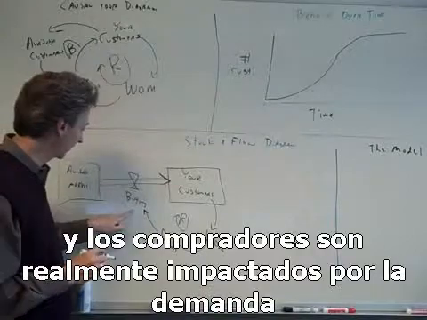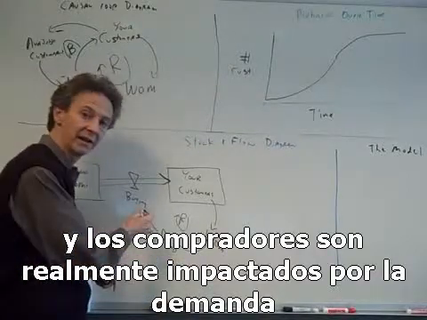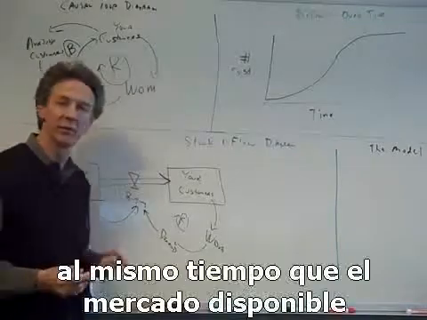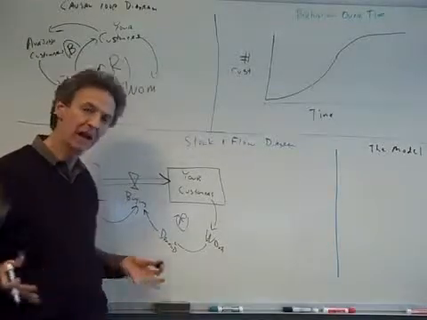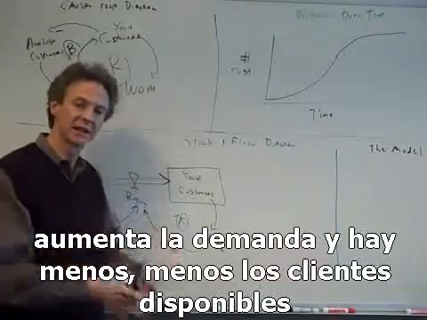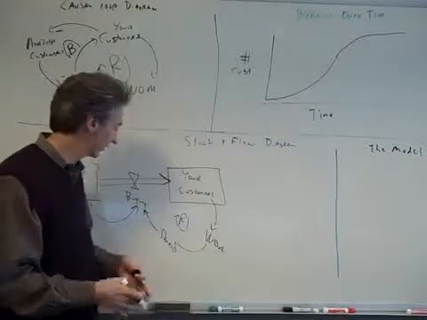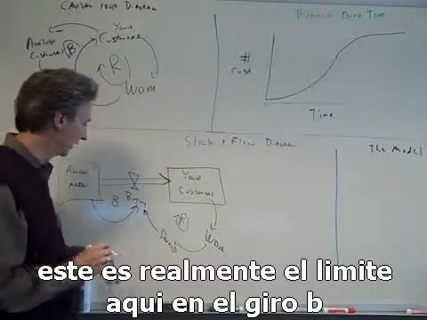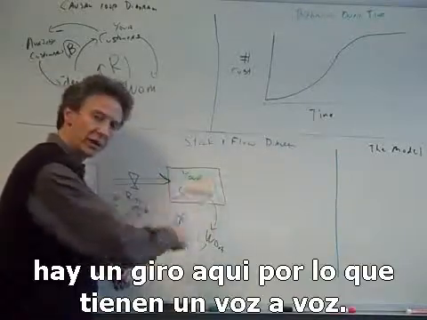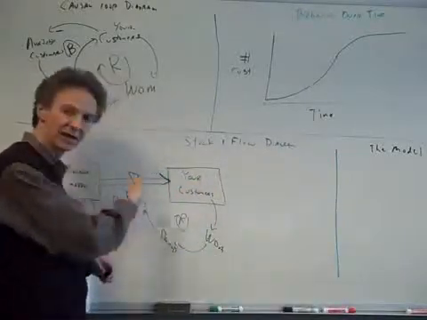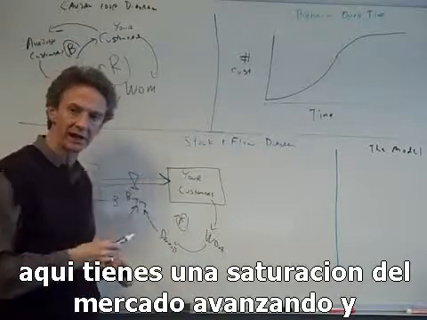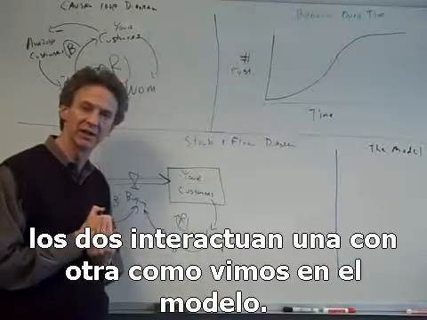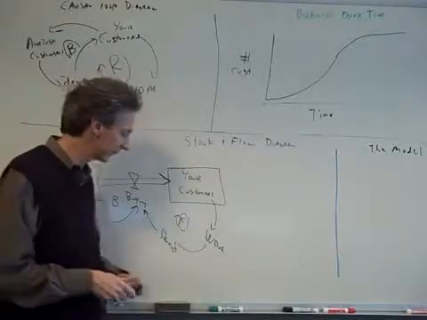And the buying is really impacted by the demand that's in the marketplace times the available market. So there might be high demand, but less and less customers available to you. So that's really the balancing loop here. You've got word of mouth driving it up, you've got market saturation holding it back, and the two will interact with each other, as we'll see in the Excel model.